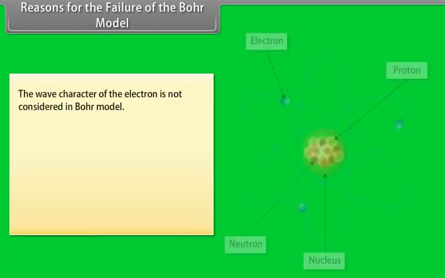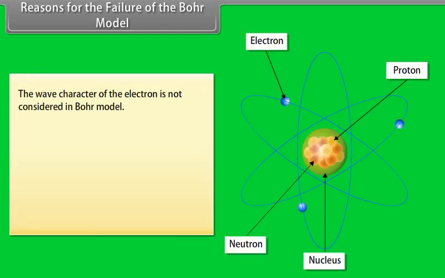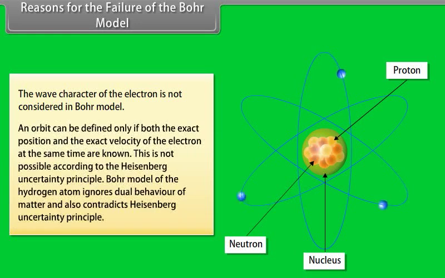Reasons for the failure of Bohr model. The wave character of the electron is not considered in Bohr model. An orbit can be defined only if both the exact position and the exact velocity of the electron at the same time are known. This is not possible according to the Heisenberg uncertainty principle. Bohr model of the hydrogen atom ignores dual behavior of matter and also contradicts Heisenberg uncertainty principle.